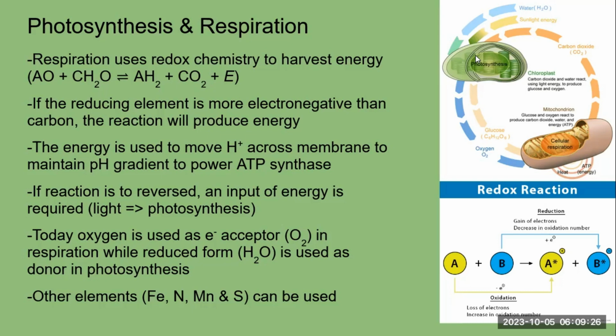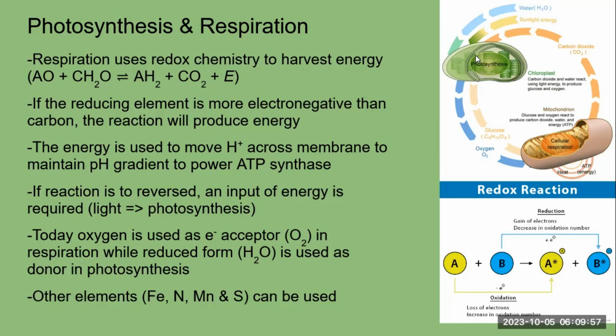It does this by using the flow of high-energy electrons to pump hydrogen ions out of the cell. The inflow of these ions is then used to drive the ATP synthase enzyme, which regenerates ATP, the energy currency of the cell. If the reaction is reversed, an input of energy is needed, and organic carbon can be produced from carbon dioxide by taking electrons off the other element. In photosynthesis, this input of energy comes in the form of light.